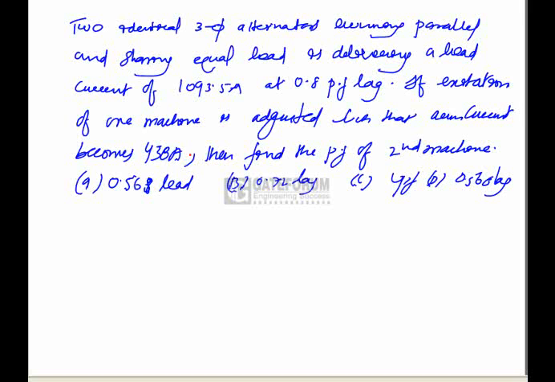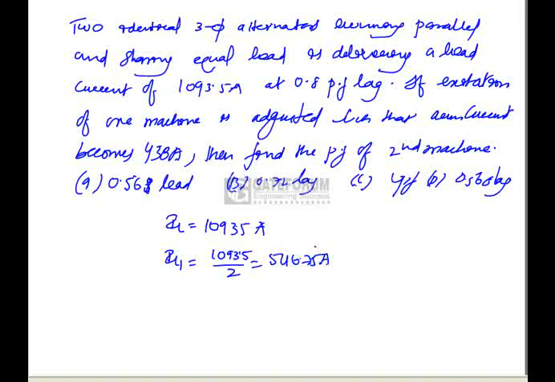In this question, he has given two identical three-phase alternators which are running in parallel and sharing load equally. Total load current IL is equal to 1093.5 amperes. Since load is shared equally, alternator 1 will share a load of 1093.5 by 2, which is equal to 546.75 amperes. Similarly, this is the load current of alternator 2.